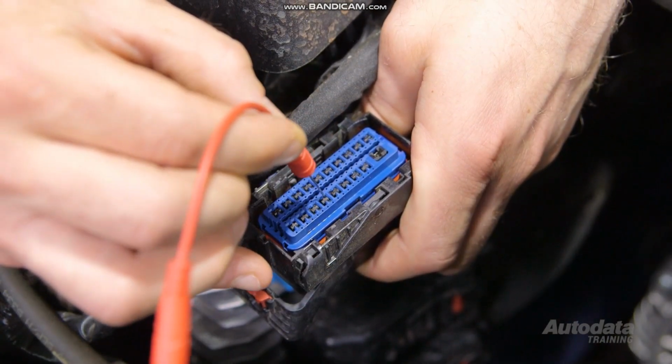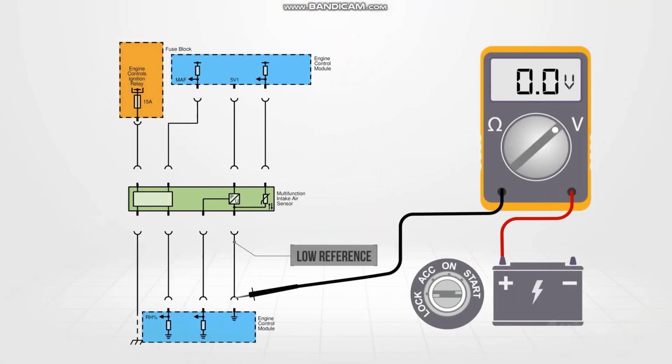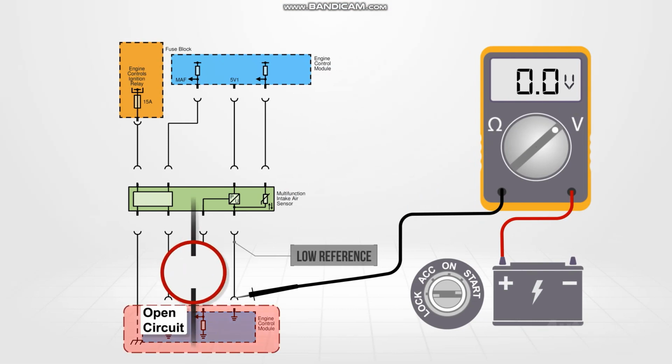Turn the ignition off and disconnect the ECM connector and inspect for corrosion and adequate terminal tension. If no fault is found, the open must be in the ECM.